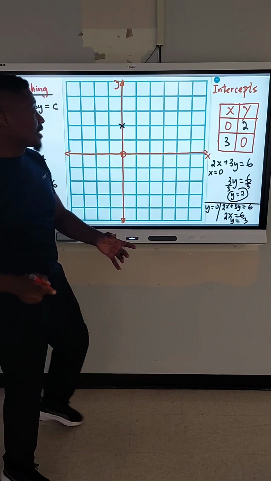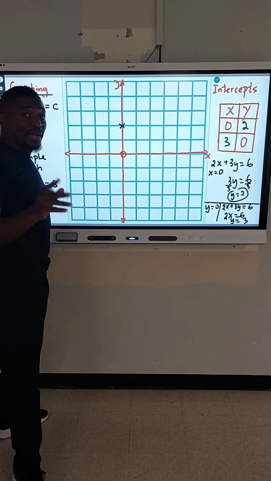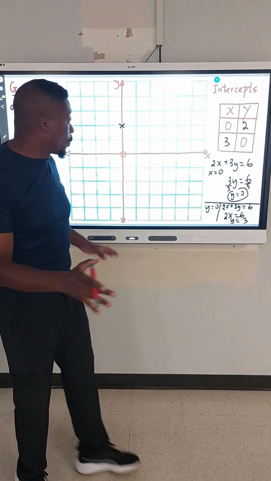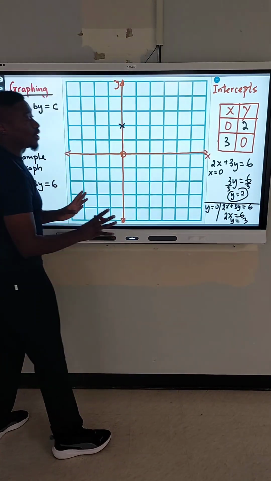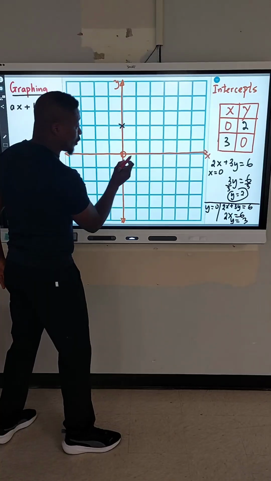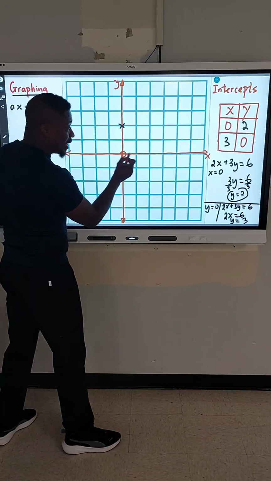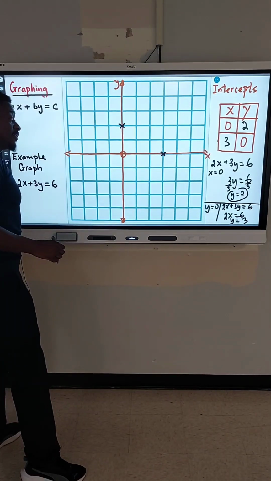The second point that is going to be on that line is a point where x is 3 and y is 0. So remember the intercepts are found on the axis. You will not be in the first quadrant, second quadrant, third quadrant, or fourth quadrant. No, you will be on the axis when you are doing intercepts. So (3, 0): x is 3, we go 1, 2, 3 to the right, and then y is 0, so we stay right there. And that is the point. 2 points are enough for us to get the line.